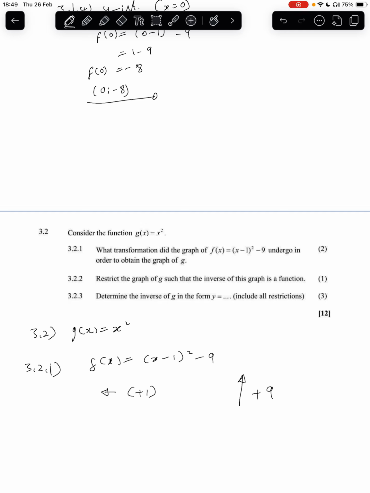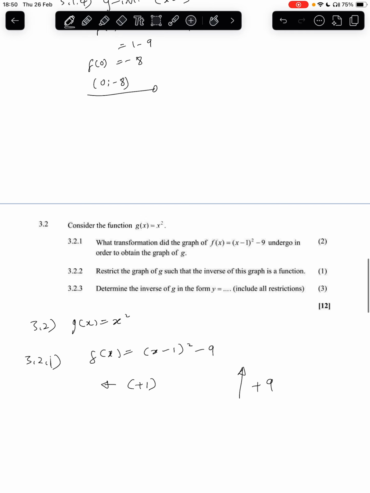So in the y-axis, when we shift in the positive direction of the y-axis, we add. Negative direction of the y-axis, we subtract. But in the x-axis, it's the opposite. When we shift the graph to the right, which is the positive direction of the x-axis, we subtract. And when we shift to the left, which is the negative direction of the x-axis, we actually add. Okay?